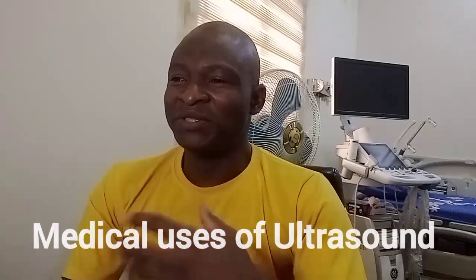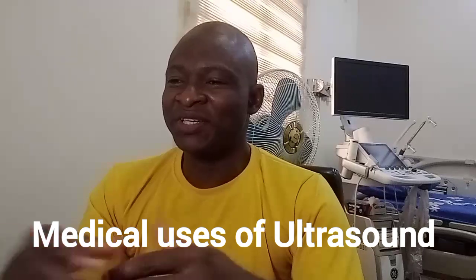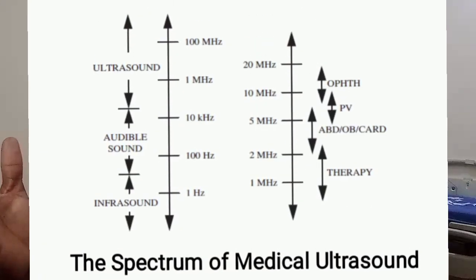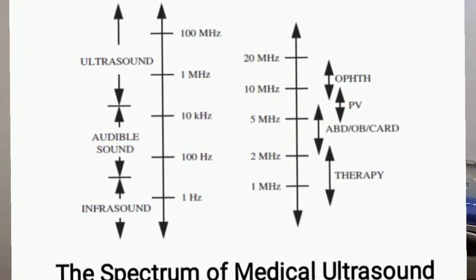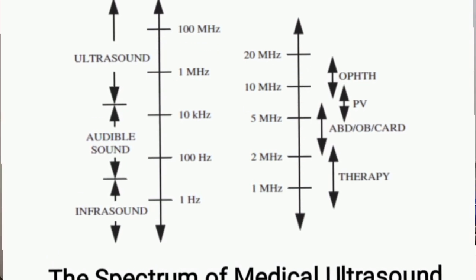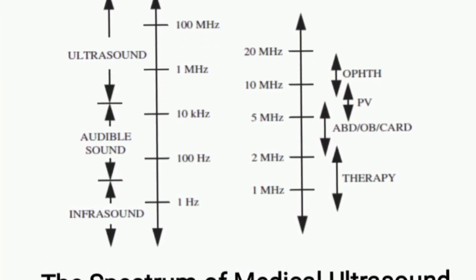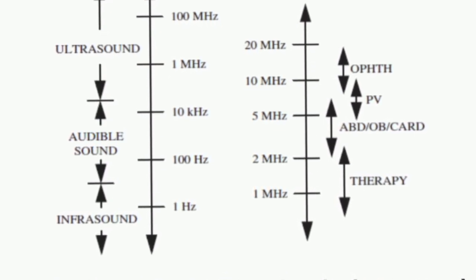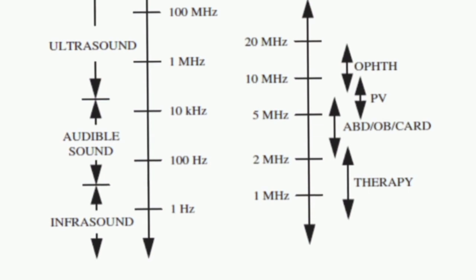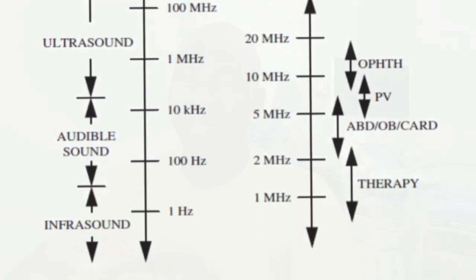Welcome back. Let's look at the medical uses of ultrasound. Here you see the spectrum of medical ultrasound. There you have the ultrasound range, the audible sound range, the infrasound range. You have the ultrasound range for ophthalmology, for pelvic, for abdominal, obs and cardiology, and also that necessary for therapy.